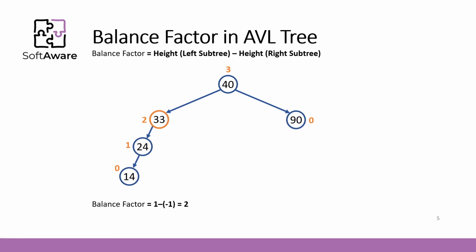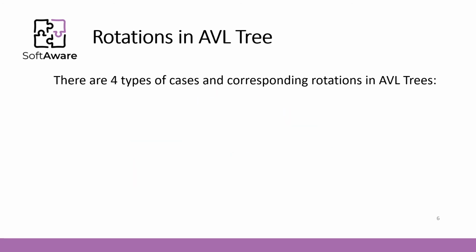So what do we do then? We do rotations. There are 4 types of cases and corresponding rotations in AVL tree. The first one, which we encountered just in the previous example, is the left-left case, which requires a right rotation to balance our AVL tree.